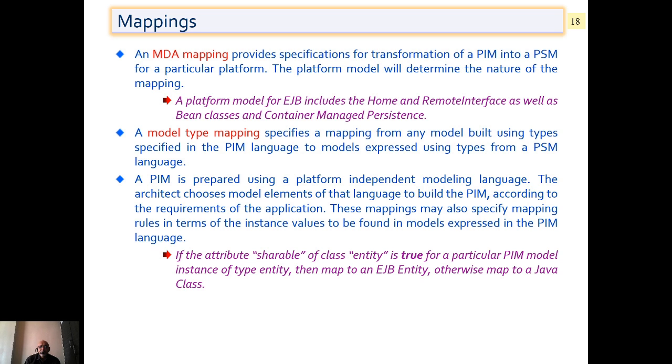Provides specifications of transformations of a PIM into PSM. Again, PIM has got the basis of CIM, right? So now, model type mapping, very important. Model type mapping specifies mapping from any model. Any model. Now, PIM consists of how many models? Beginning with the use case model, ending towards the profile diagram, right? In UML 2.x, right? And have the PSM language.